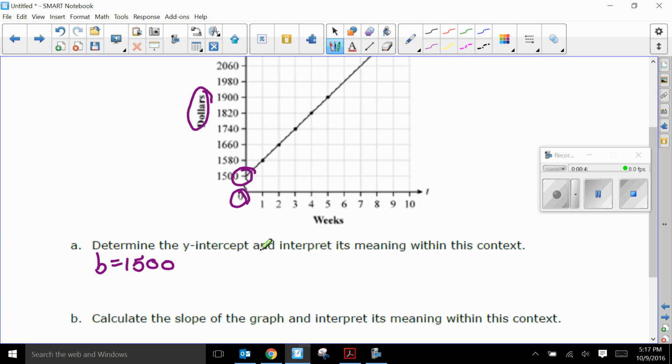So it's some sort of starting point. It's the amount of money that he's starting with or beginning with. So $1,500 is the amount Carlos begins with.